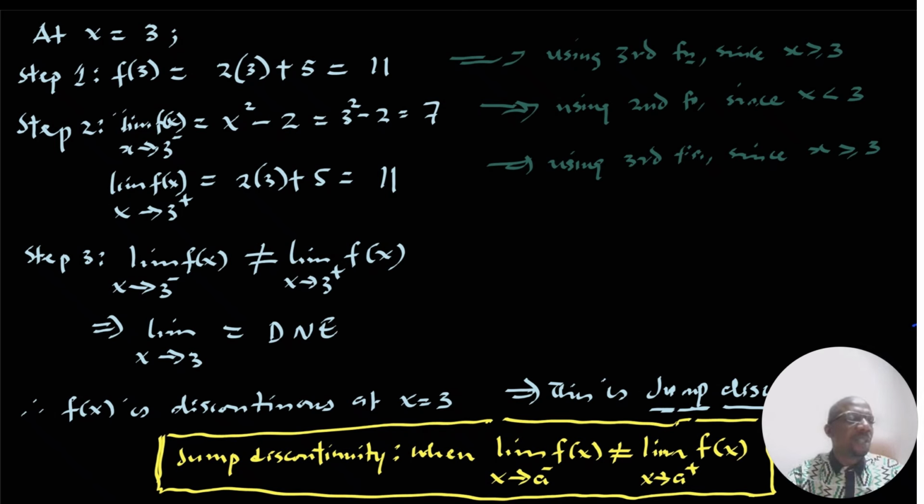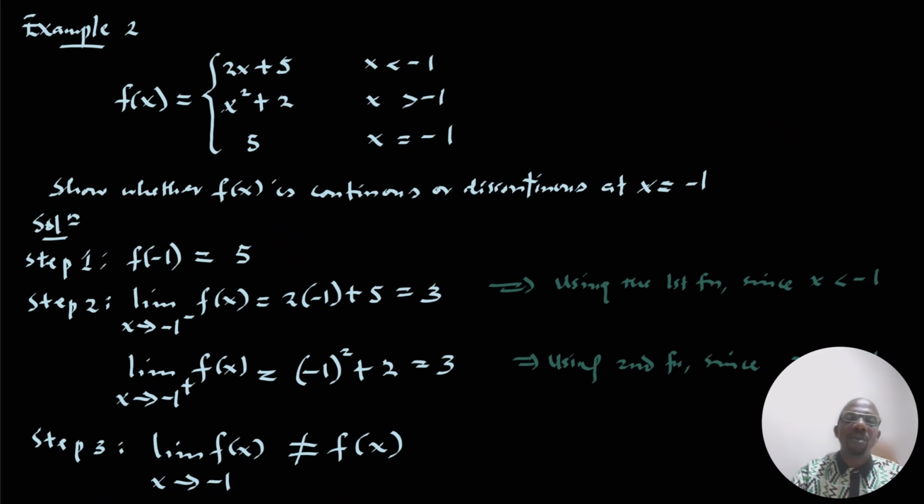Jump discontinuity, as I said in class, is when this particular condition holds. Then that type of discontinuity is jump discontinuity: when the limit of f of x as x approaches from the negative side is not equal to the limit of f of x as x approaches from the positive side. That's where we have jump discontinuity.